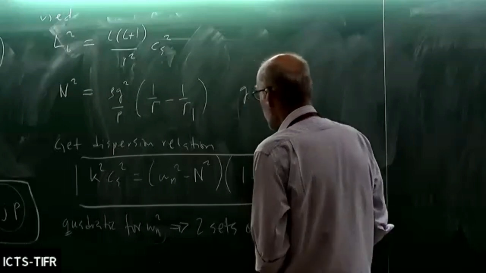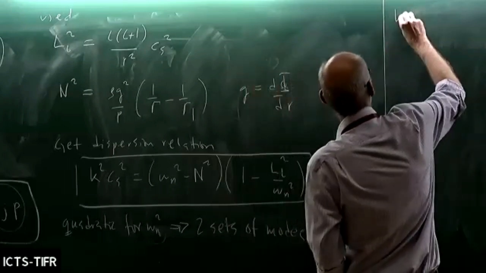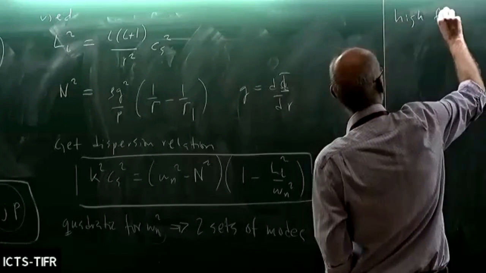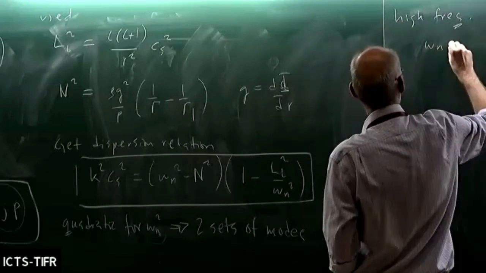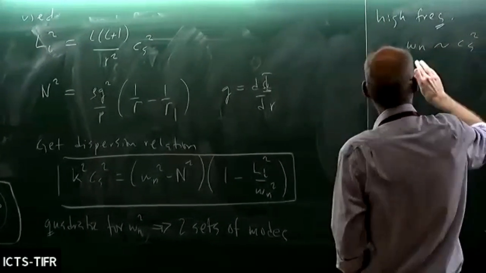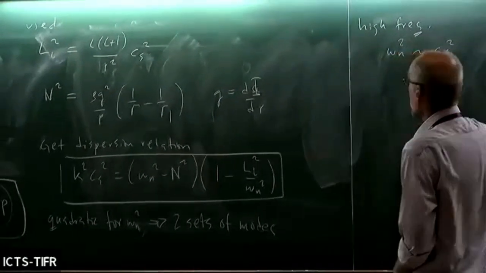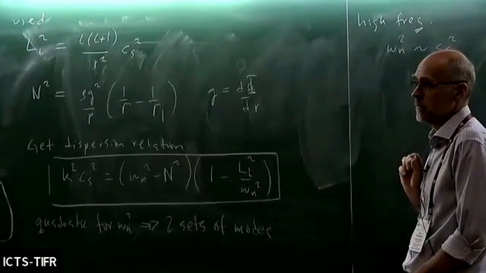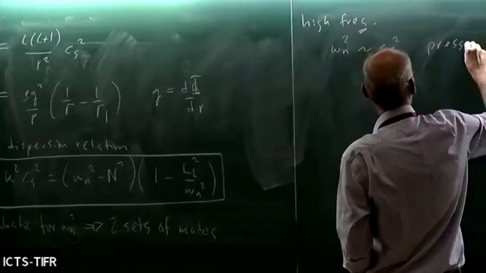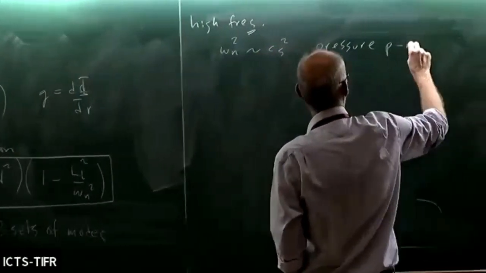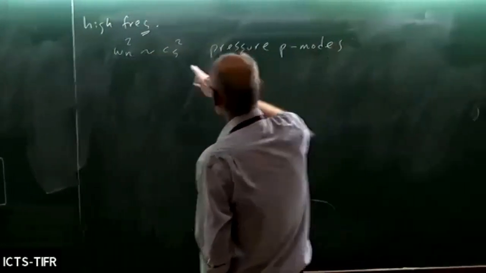So in the high frequency limit, basically what you find is there are frequencies that go like the sound speed. Okay? These are called pressure modes, or P modes, because they are to do with the sound waves. Okay?